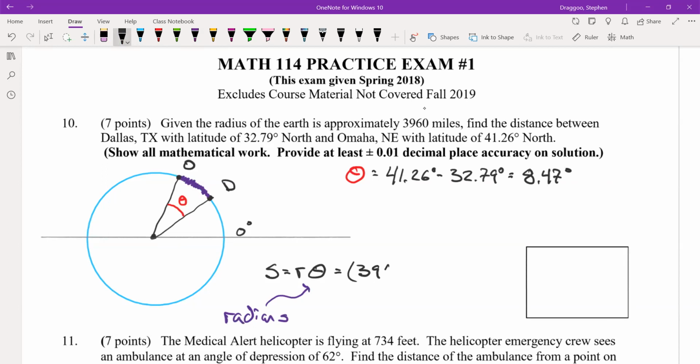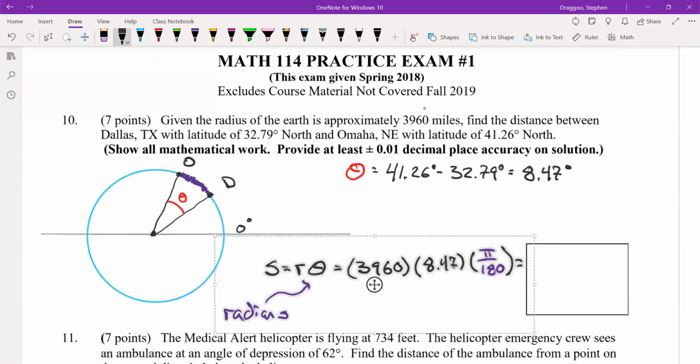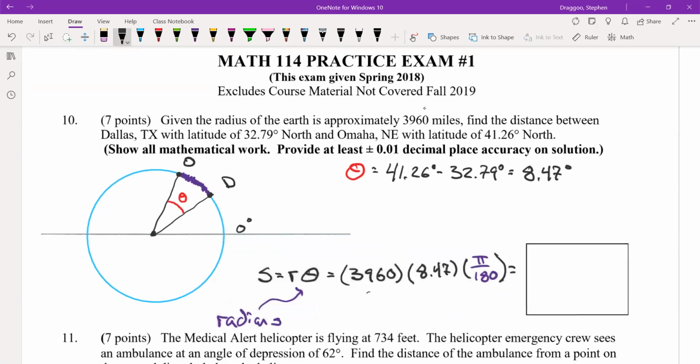This is 3,960 times 8.47 times pi over 180. Right, that conversion factor at the end will put me into radians instead of degrees. And from there, I can just plug it into a calculator.